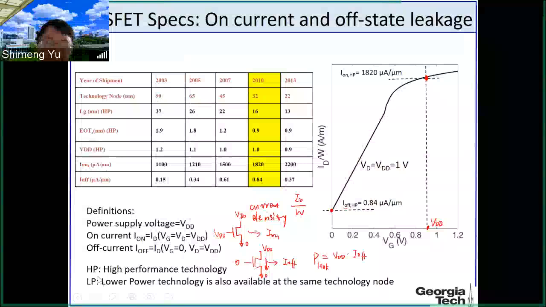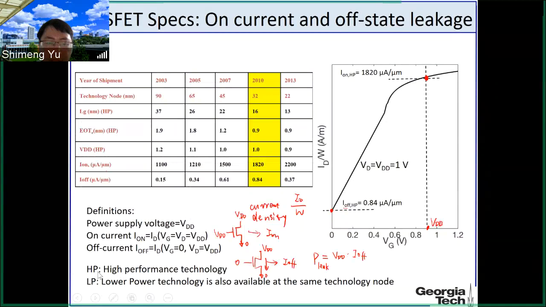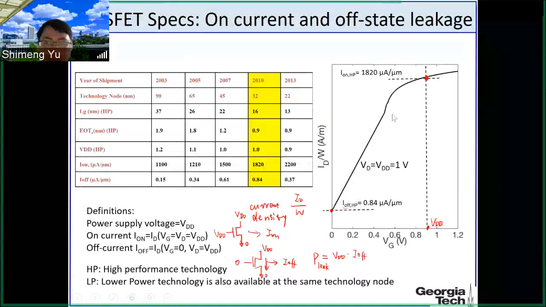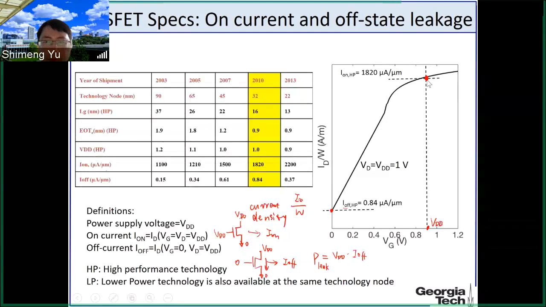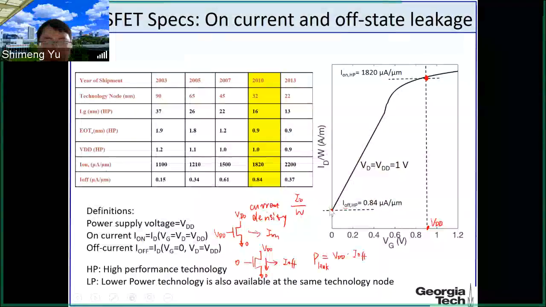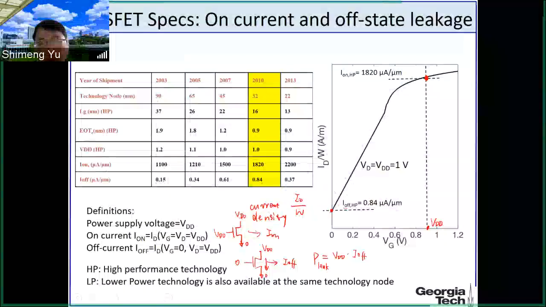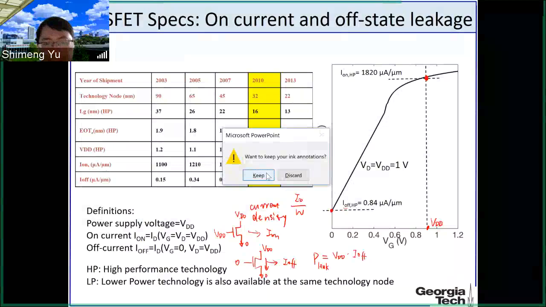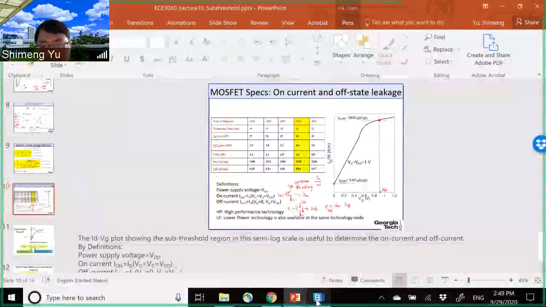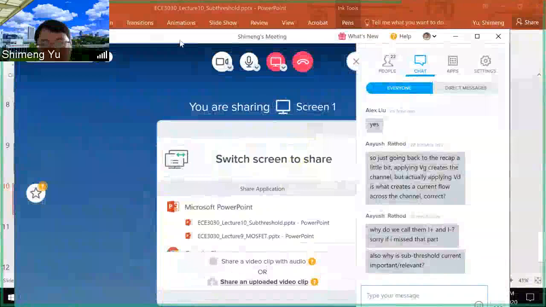The clock frequency you can run will also reduce. So if you want to maximize your performance, like the clock running as fast as possible, then the foundry will also offer this HP process for you, that is high performance technology. In that case, the on current will be boosted, but the off current will also be much larger. So you are going to trade off between the on and off characteristics here. So that's why this is important. Okay, any questions?